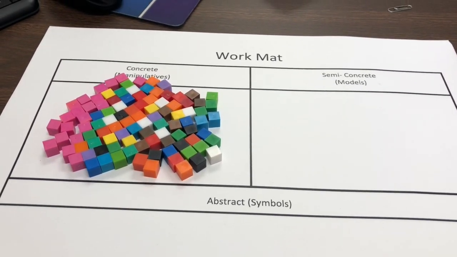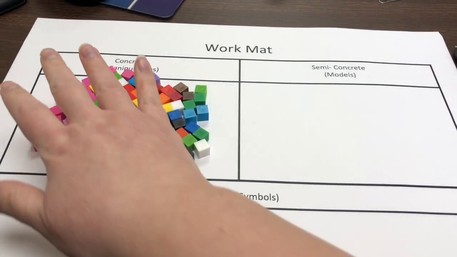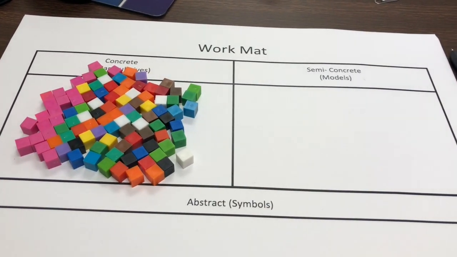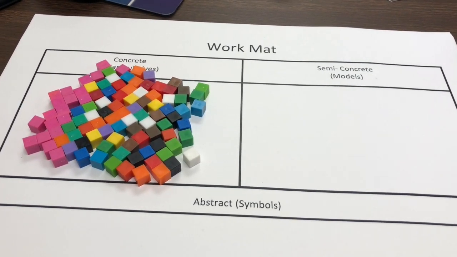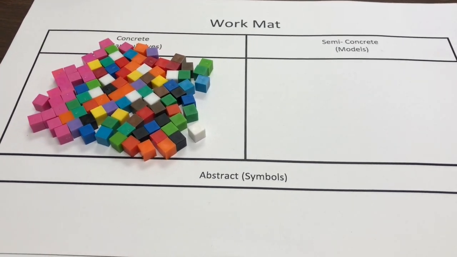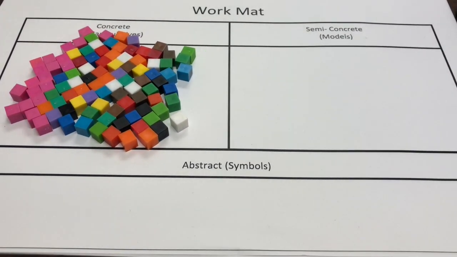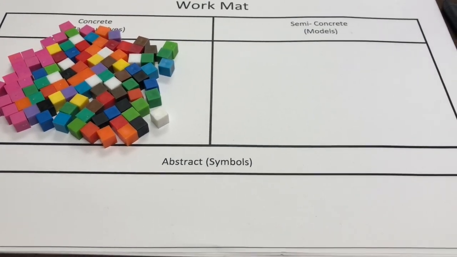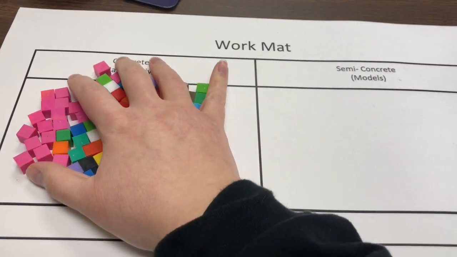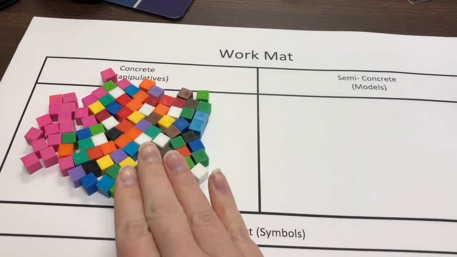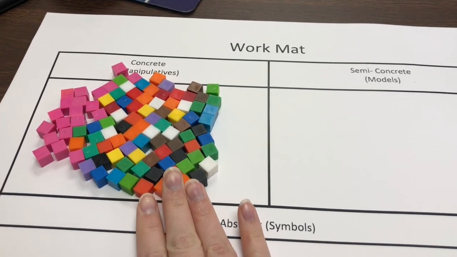Okay, so let's look at the work mat, and with the work mat, we look at concrete, and we're using manipulatives with these little unit cubes. Then we're gonna look at semi-concrete, and we're gonna draw the models, and then we're gonna look at abstract, and that's with that moving and dividing and just the little different tips, just like we mentioned in those notes. So my question for today is, what percent of these cubes are pink?